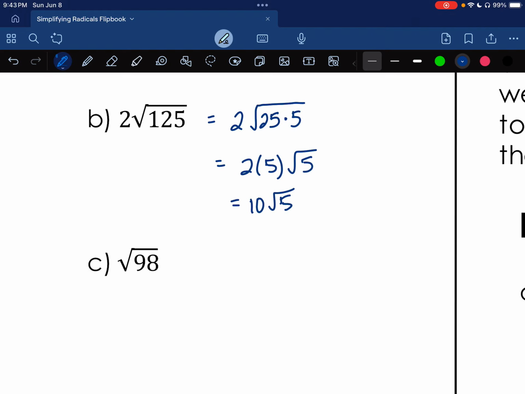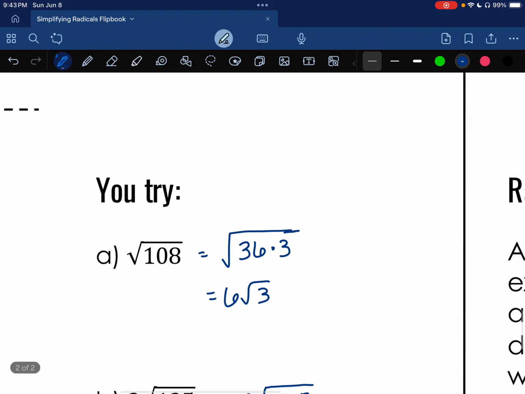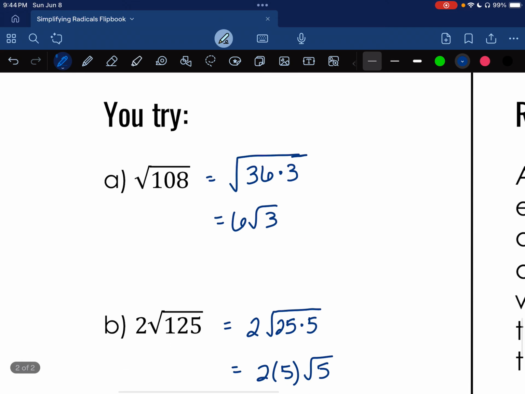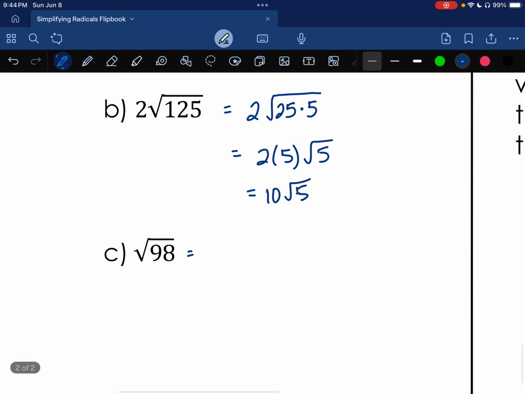All right, and then 98. You might have been searching on that perfect square list for quite some time before you found the answer that worked. Maybe you even thought it was a trick question. But 49, a perfect square, divides evenly into 98. When I take the square root of that, I'll have 7 times the square root of 2.